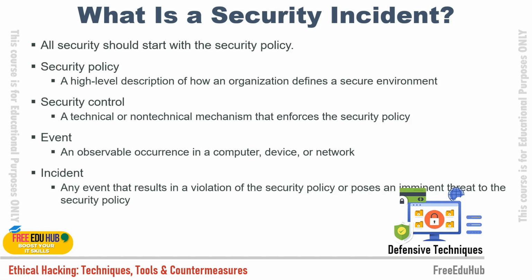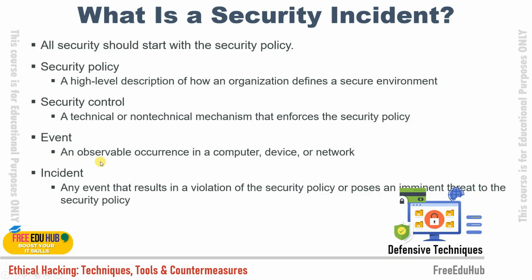So whenever you are defining or thinking seriously about the security of your organization, you must have a proper security policy. A policy is a document in which you have all the rules and regulations which are predefined for any specific incident, that is, what would be the course of action if a certain incident takes place. A security policy is a high-level description of how an organization defines a security environment. A security control is a technical or non-technical mechanism that enforces the security policy. So once you have a security policy, you will have a security control for it, just to make sure how you will achieve that target.